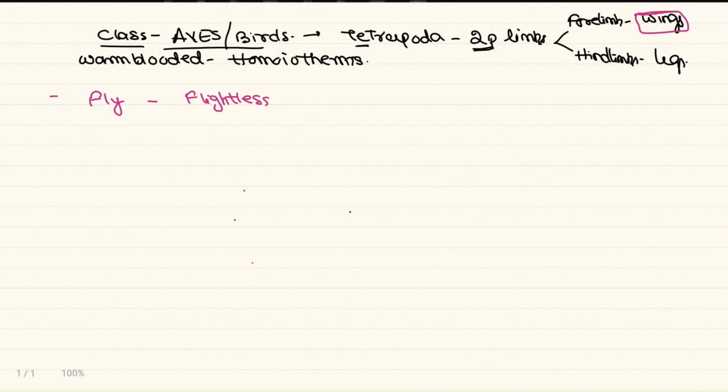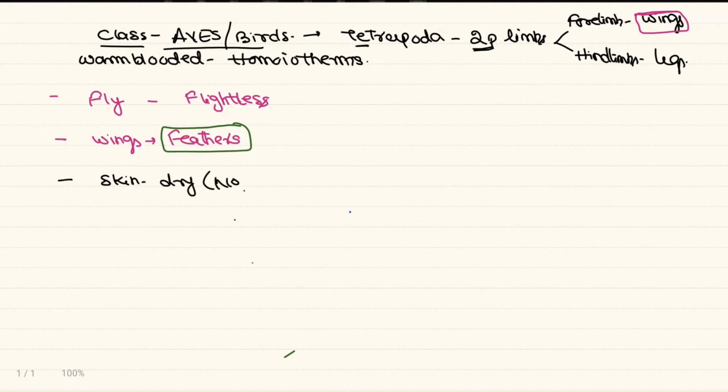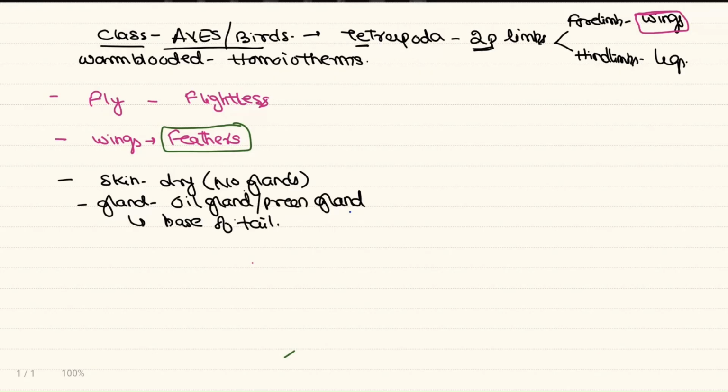Like we see daily birds like crow, eagle, pigeon and all. And we also have some flightless birds. Birds like ostrich and emu are flightless birds. So wings on the body help in the flight process, and these wings are covered by feathers. One more unique property in birds is the presence of feathers. The whole skin is dry, with no glands in the skin except for a single gland, called the oil gland or the preen gland.